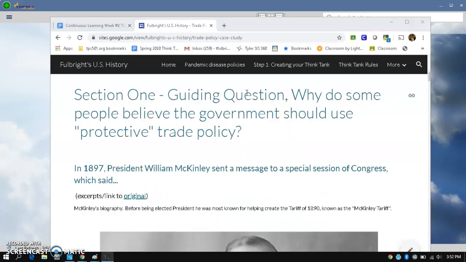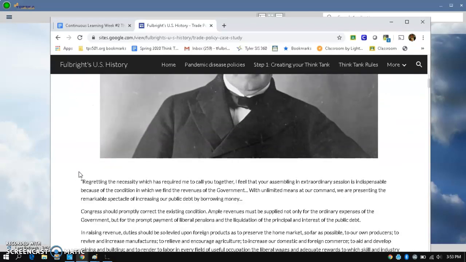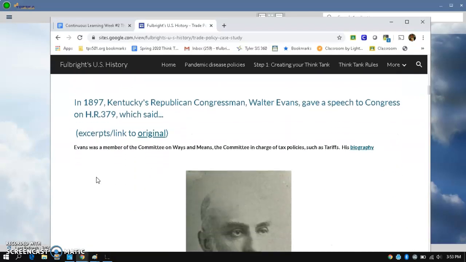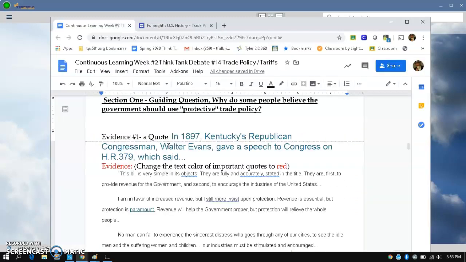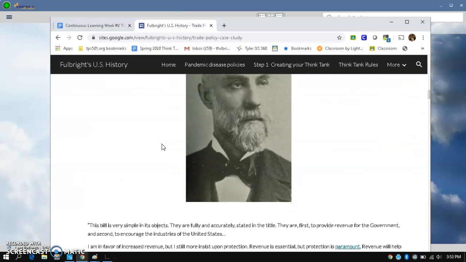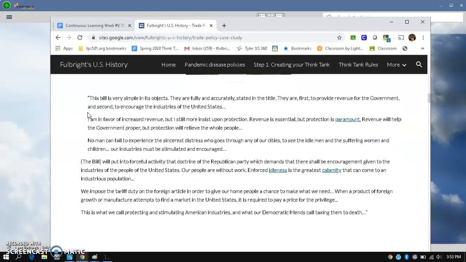Okay, now we're in section 1. We need to find out why some people believe the government should use protective trade policies. We're going to read a speech by Walter Evans. He said, "This bill is very simple in its objects. They are fully and accurately stated in the title. They are, first, to provide revenue for the government, and second, to encourage the industries of the United States."